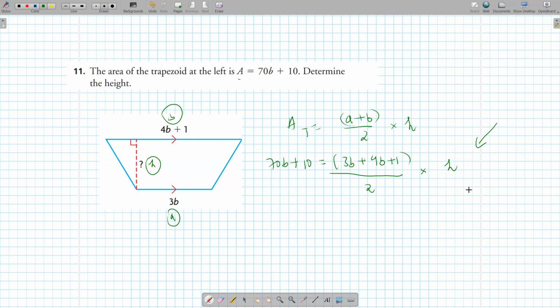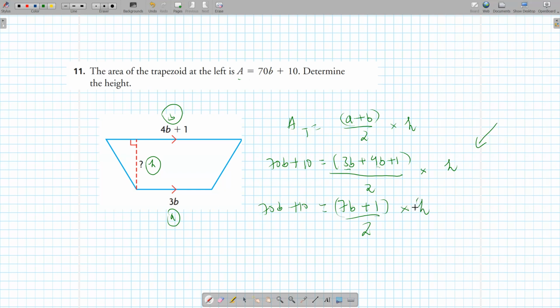The answer will be in terms of b. h will be something something b. I'm not going to get a number out of it. All right, look at this. In the numerator, we have 3b plus 4b. Those are like terms, so we can just straight up add them. So we get 7b plus 1 over 2. And then you have 70b plus 10, and then times the height.